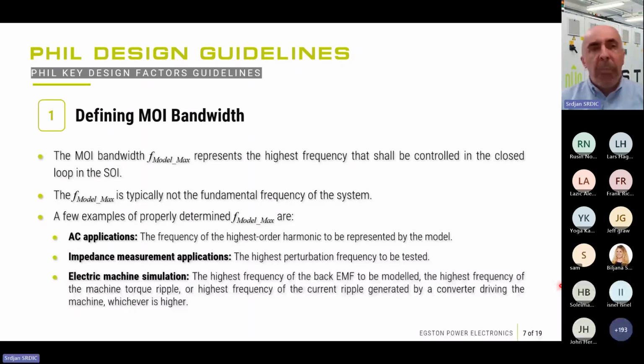One important thing is that it's not the fundamental frequency of the system. Here are a few examples of how you can select that. For example, in AC applications, that frequency is the frequency of the highest order harmonic that should be represented by the model. If you are doing impedance measurement, then that's the highest perturbation frequency to be tested. For electric machines, that's the highest frequency of the back EMF, or the highest frequency of the torque, or the highest frequency of the current ripple. So basically, you are aiming for the highest frequency that is of interest in your particular case.